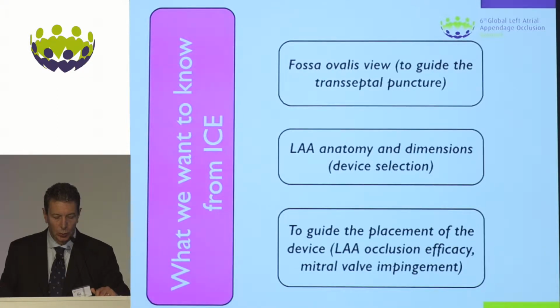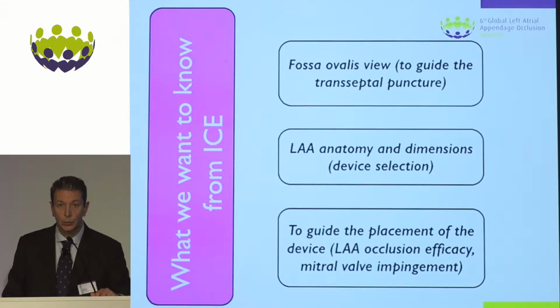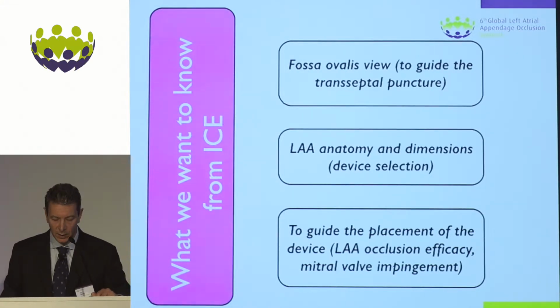What we want to know from the ICE, basically, is exactly the same thing that we ask of the TEE. We need good information about the Fossa Ovale's view in order to do a safe and effective septal puncture, information about the anatomy and the dimension of the LAA in order to select the right device for that patient, and we need a tool for guiding the placement of the device.